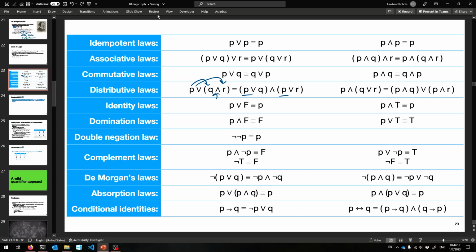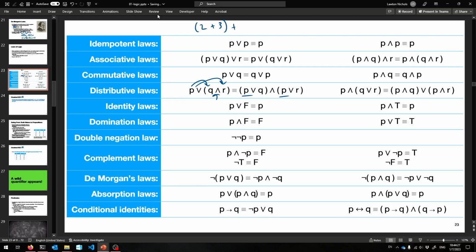Some of these come from math, though, like you've seen them before. For example, associative laws. Plus is associative, the plus operator. This is no longer logic, but like 2 plus 3 plus 5, you can move those parentheses, and you can do this other plus first. It's fine. It doesn't change anything. It's the same for AND and OR. Okay? Commutative laws, you've seen those before, like 2 times 3.